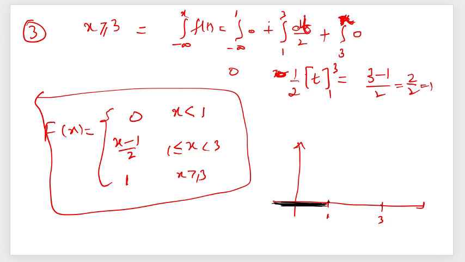This is a straight line, and the two endpoints of the straight line are 1 and 3. When I put 1, I'll get 0, this point on the x-axis. When I put 3, it will be 2 by 2, which is 1. So it will go till here, and we can join the line, right? This line is joined, and after that it will be constant. So this is the CDF for this particular question.